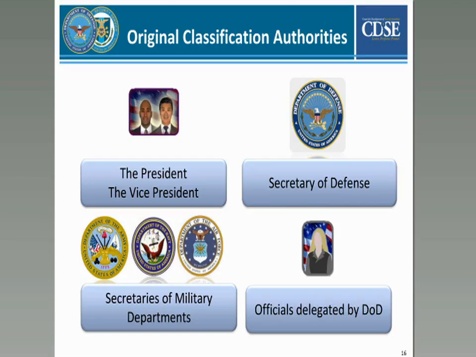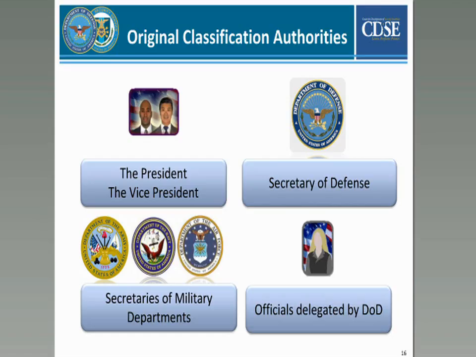The positions that have original classification authority include the President of the United States, the Vice President in the performance of executive duties, the Secretary of Defense, the Secretaries of Military Departments, and other original classification authority is also granted to certain officials within the Office of the Secretary of Defense, otherwise known as OSD. The government will grant requests for original classification authority under a specific set of circumstances.